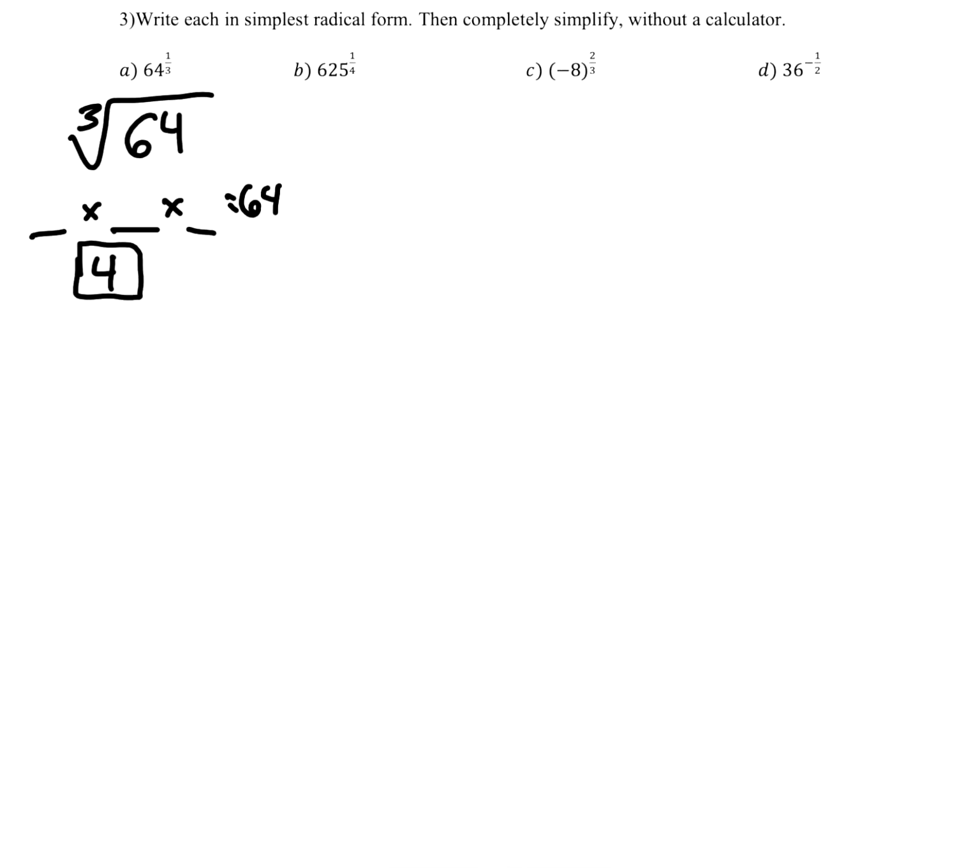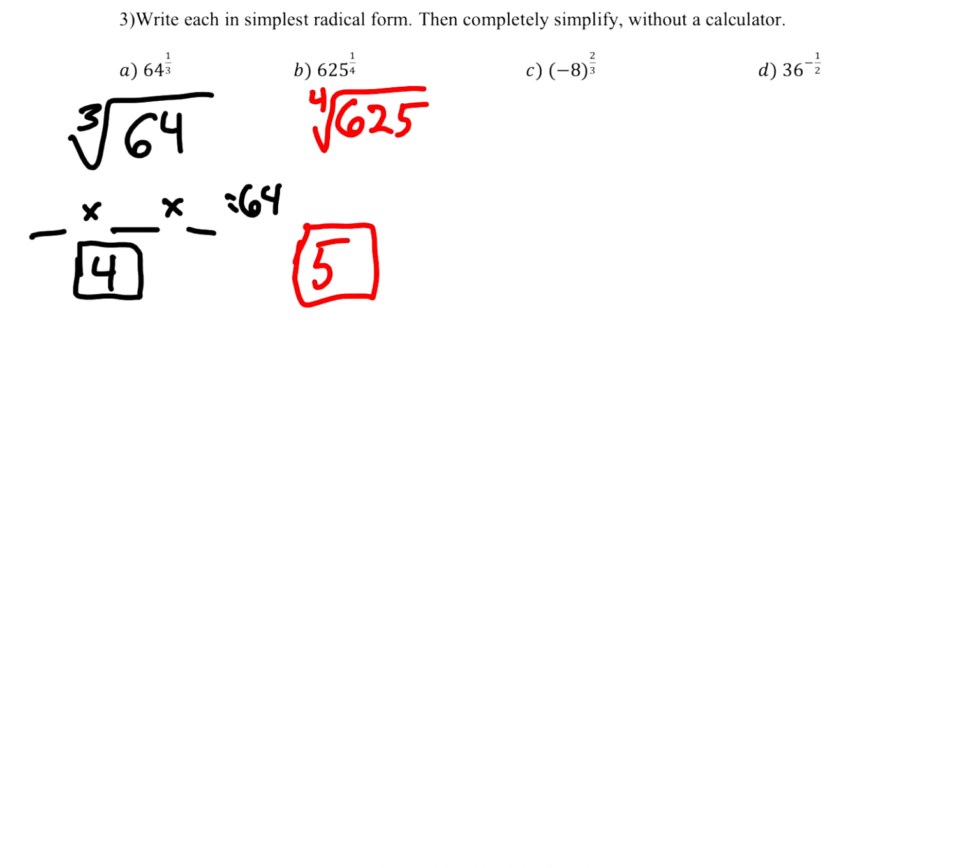And let's look at B. B is 625 to the 1/4 power, so I know it's going to be a radical, but my index is going to be 4, because that's the denominator on my exponent of 625. What times what times what times what gives me 625 when it's all the same number? That would be 5. Let's look at C.